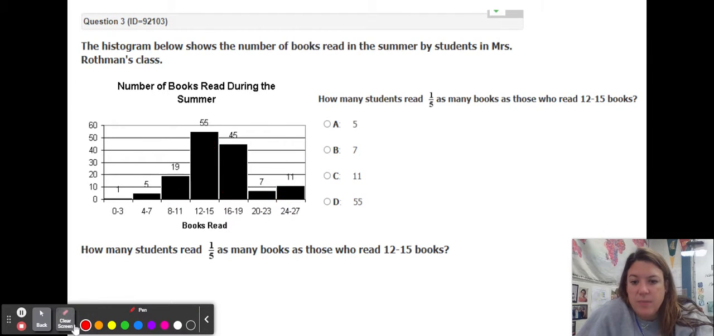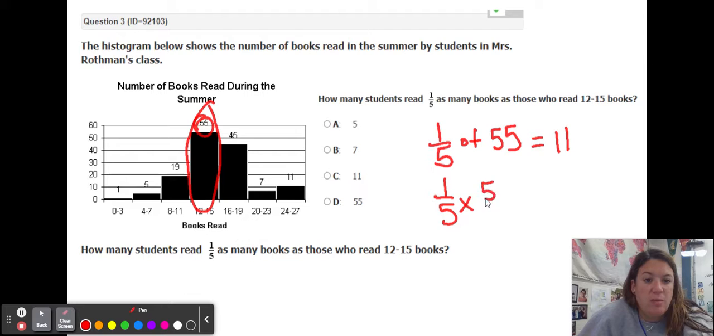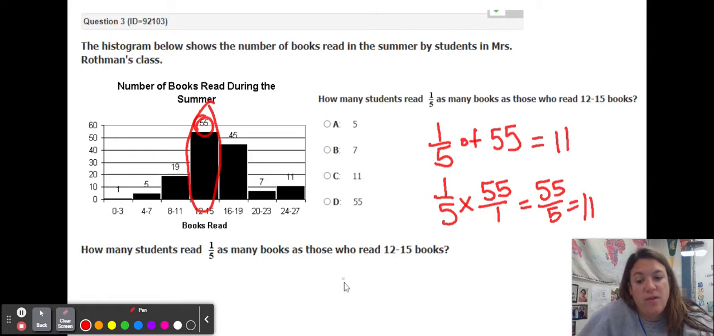All right. The histogram below shows the number of books read in the summer by students in Mrs. Rothman's class. How many students read 1/5 as many books as those who read 12 to 15? How many students read 1/5 of the 12 to 15 range, which was 55? So you're finding 1/5 of 55. And if you put that in Desmos, which you can, it'll give you 11. You're basically multiplying 1/5 times 55. And then when you multiply that, you get 55 divided by 5, which is 11.